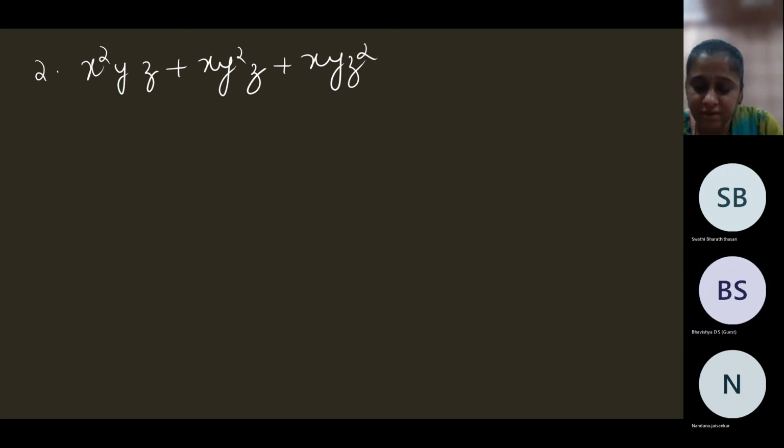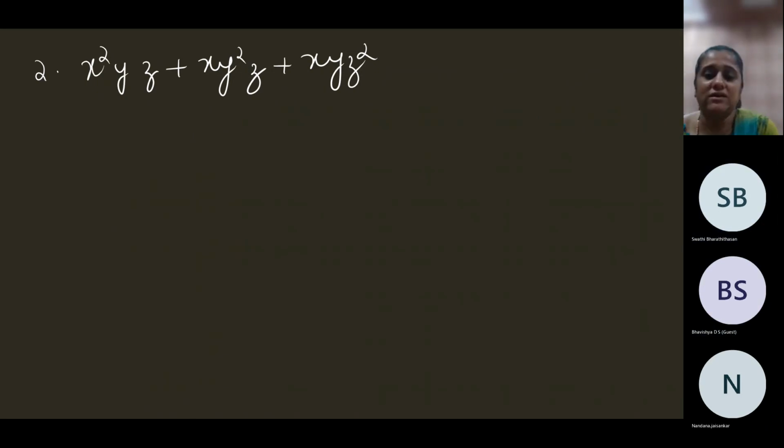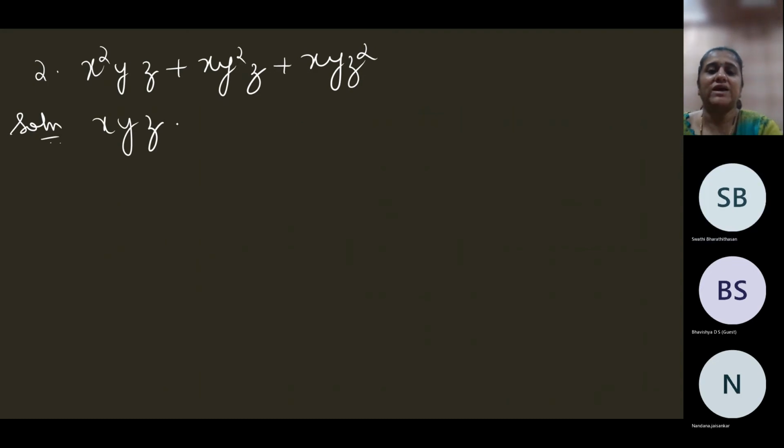Let me ask Swati. Yes, Swati, how many terms are there in the given expression? 3 terms, ma'am. And what is the HCF of these 3 terms? X, Y, Z, ma'am. Very good. X, Y, Z. Can somebody tell me the LCM of these 3 terms? Ma'am, X square, Y square, and Z square.